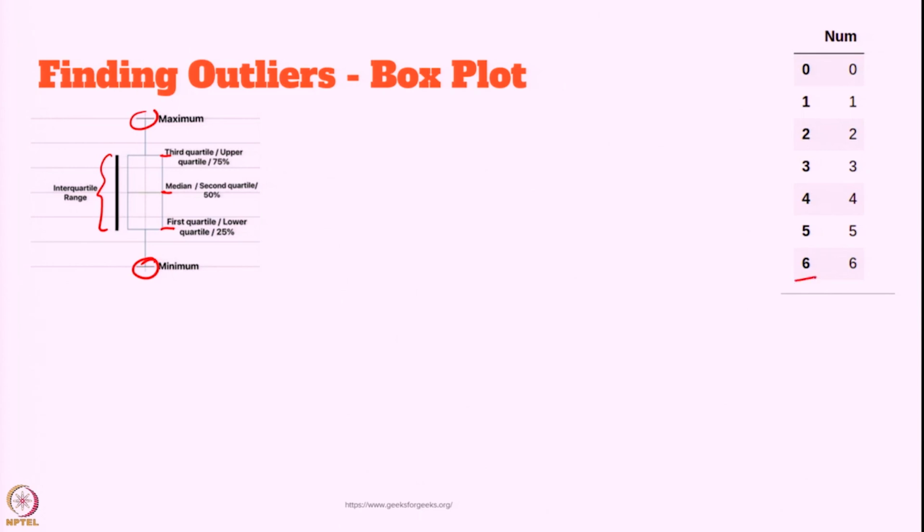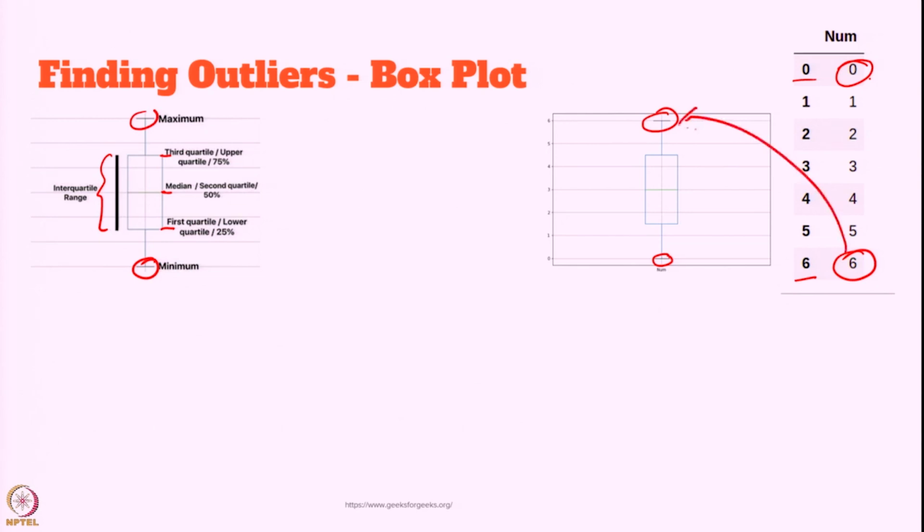I will take an example. Now we have 6 instances, with values 1 to 6. If I represent the same in a box plot, it looks like this. Here 0 is the minimum value and 6 is the maximum value, which is this part. The median is 3, the third quartile is 4.5 and the first quartile is 1.5.